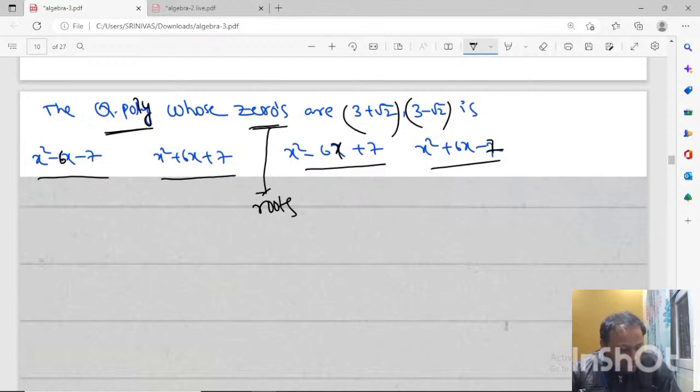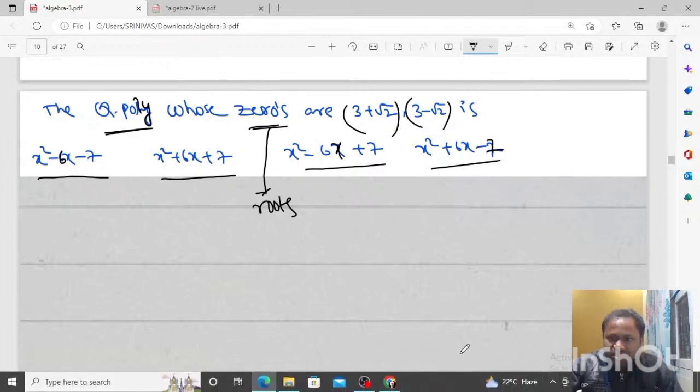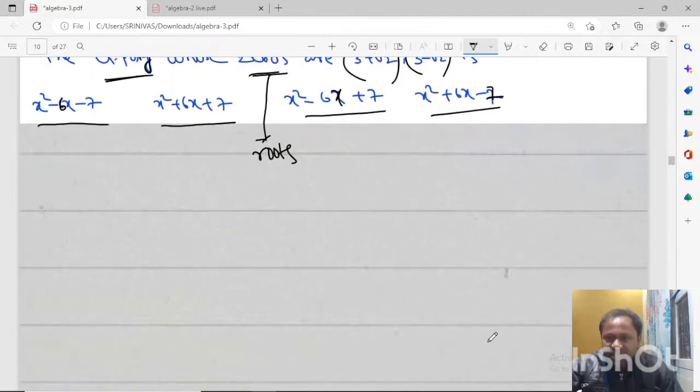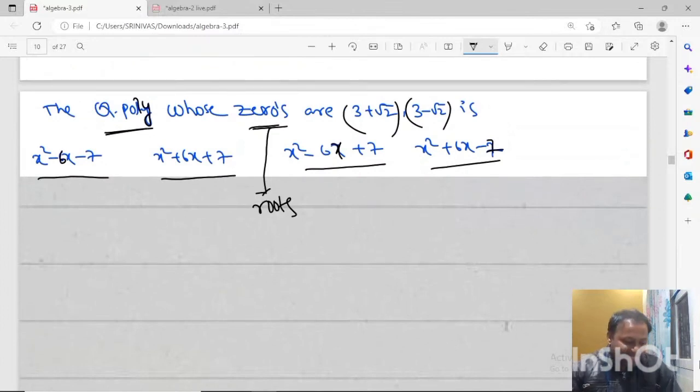Okay, Lakshmi, you got √3. That is correct answer for previous one. Now, Swapna and Sahana says C is correct answer. Okay. Two zeros given. So sum of the roots and product of the roots. Ramya, now Chaitra came, so saying option A. Let me check it once.